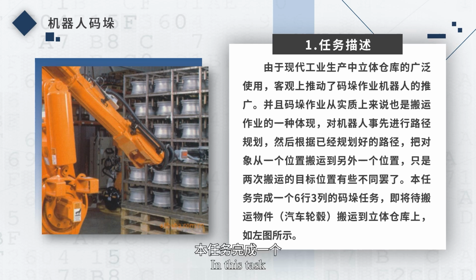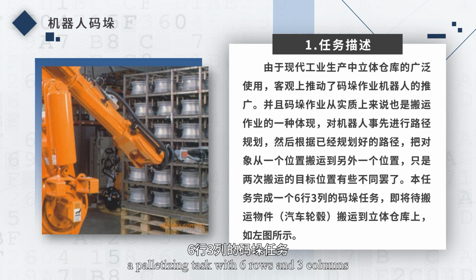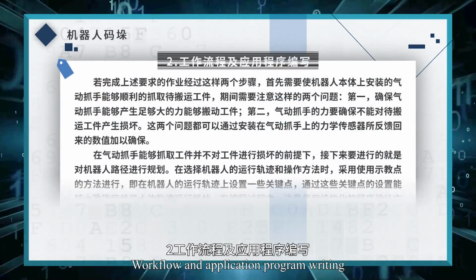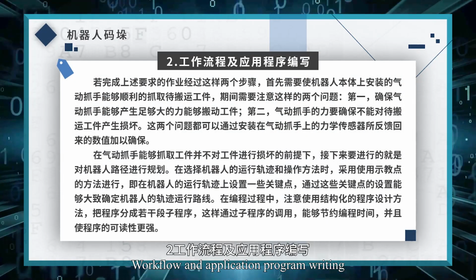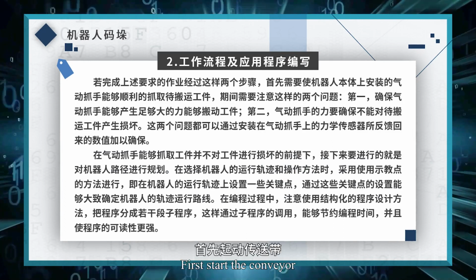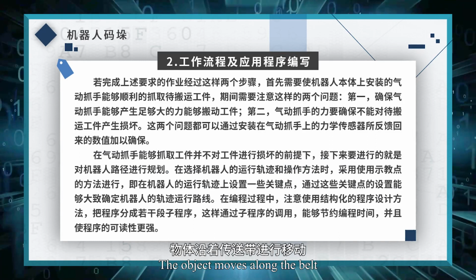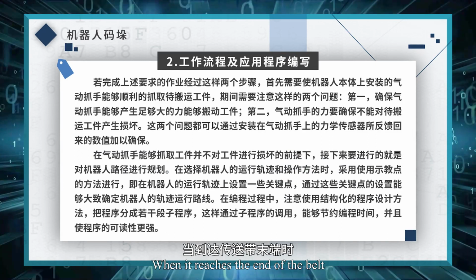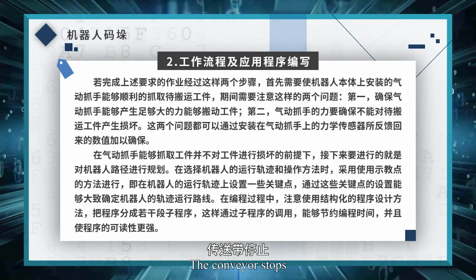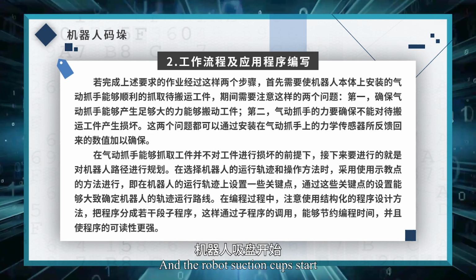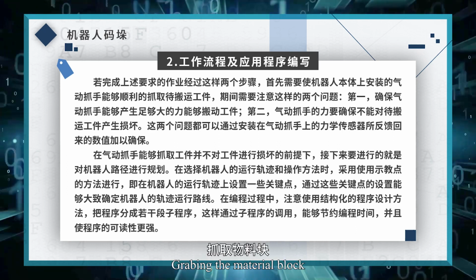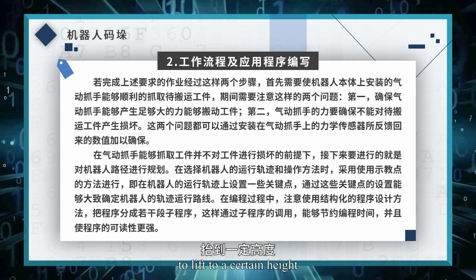In this task, there is a palletizing task with 6 rows and 3 columns. Columns should be operated as shown in the figure on the right. Workflow and application program writing. Workflow: First, start the conveyor. The object moves along the belt. When it reaches the end of the belt, the conveyor stops, and the robot suction cups start grabbing the material block to lift it to a certain height.